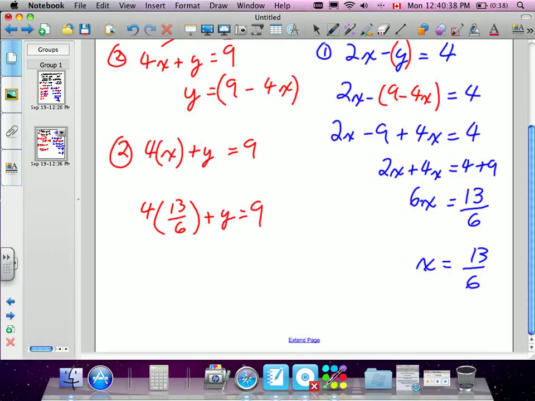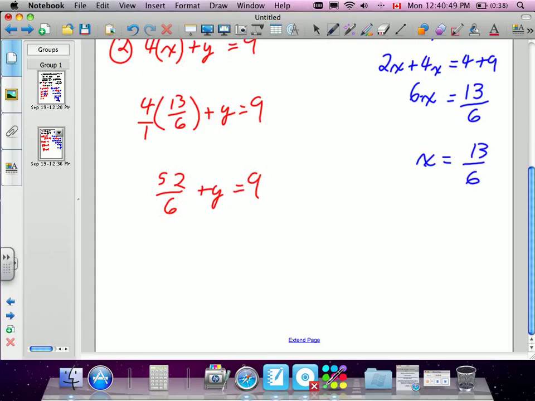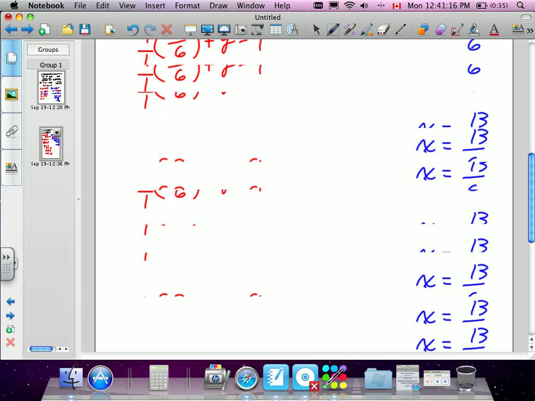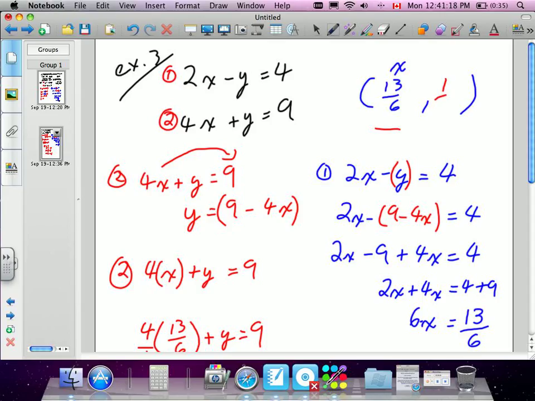I need to isolate for y. So this is a multiplication between two fractions. 4 times 13 is going to be 52 over 6 plus y equals 9. I need to move 52 over 6 to the other side. This will become 9 minus 52 over 6. I need to turn 9 into a fraction above 6 so that I can subtract my fractions. So I'm going to get 54 over 6 minus 52 over 6. And finally, y will be equal to 2 over 6, or 1/3, which is our y value. Our y value is 1/3.